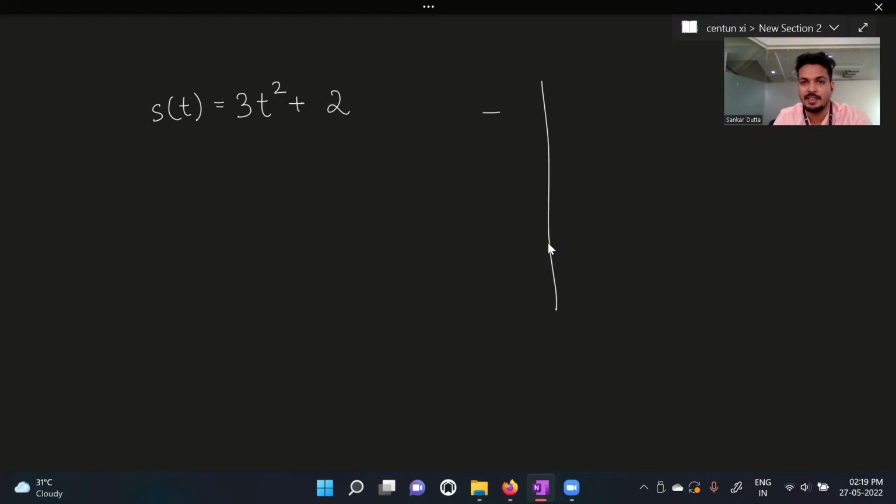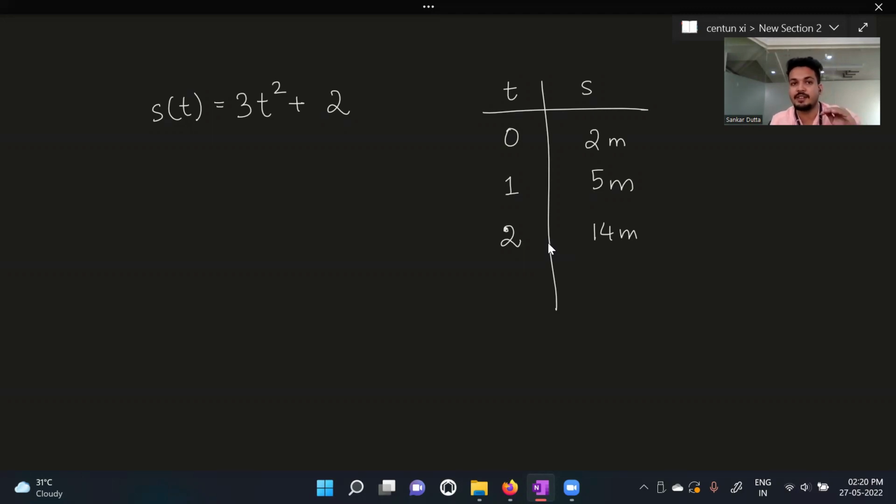What this meant was that if I make a table between time and displacement, at t is equal to 0 second, the displacement was 2 meter. At t is equal to 1 second, it was 5 meters. And then at t is equal to 2 seconds, the displacement was 3 times 4, 12, plus 2, 14 meters, and so on. You can make the table up to infinite times.